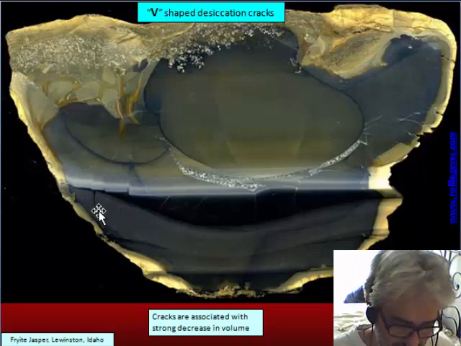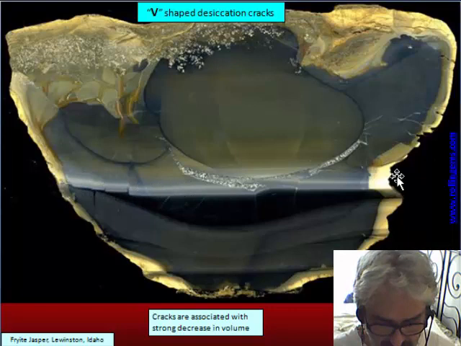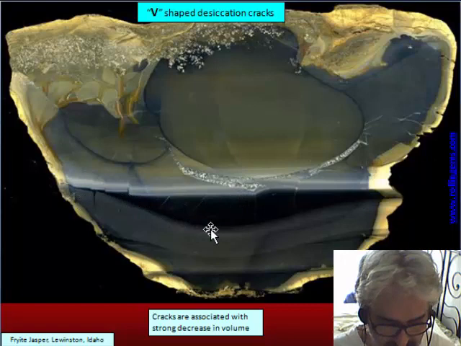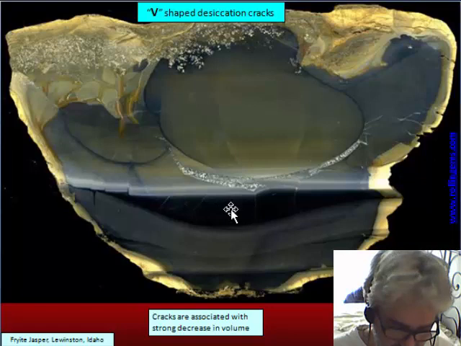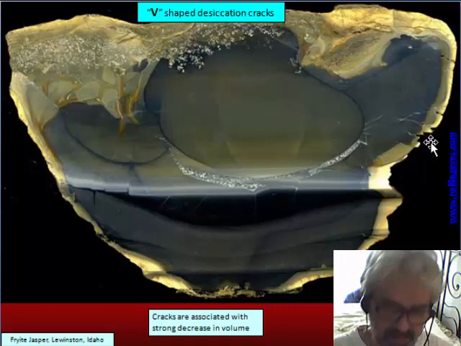So this was the level reached by jasper, and this is the portion of the jasper that is lost by volume decrease. So all this portion at this time lost water. Then another portion, a filling of jasper of very strongly black color, fills the pond.